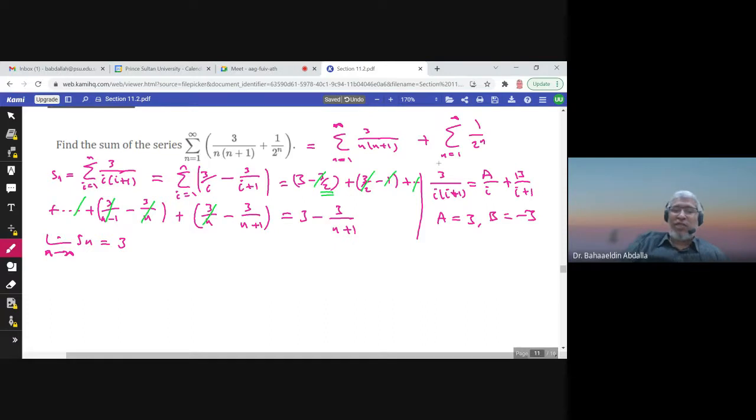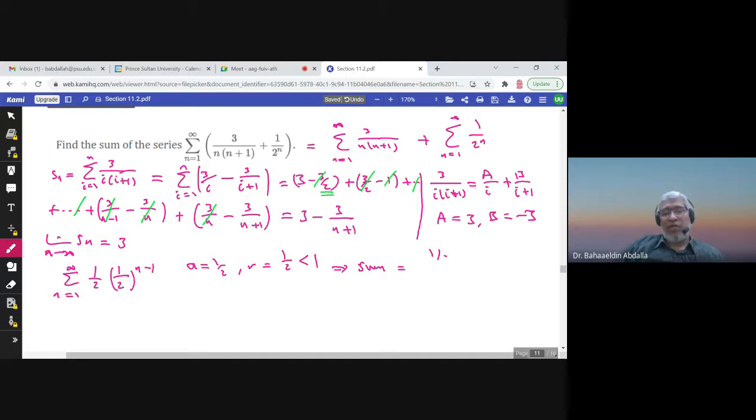While the second series is a geometric series. And let us write it as starting from 1 to infinity. So I'd like to write it as 2 to the power n minus 1. So I can write it as 1 over 2 times 2 to the power n minus 1, which will give you 2 to the power n. And now a is half and r is also half, and it is less than 1. So the series is convergent, and the sum is a, which is half, over 1 minus r, which is half. So half over half is 1.